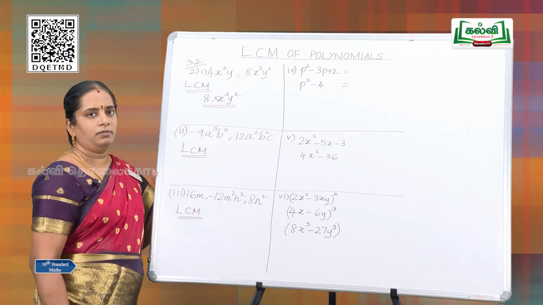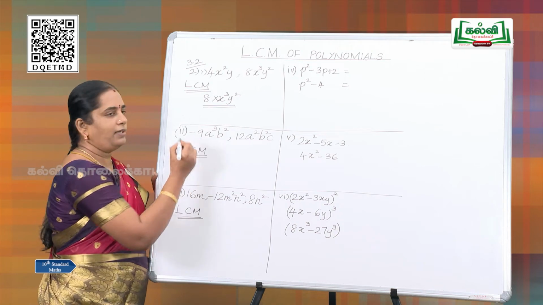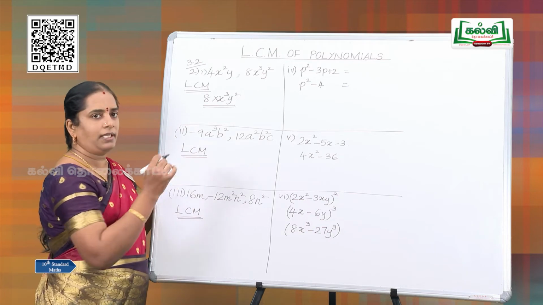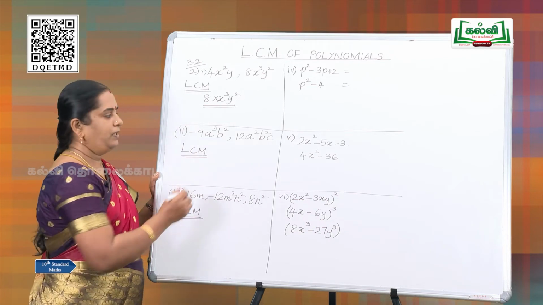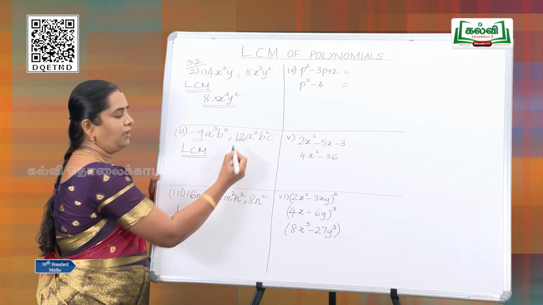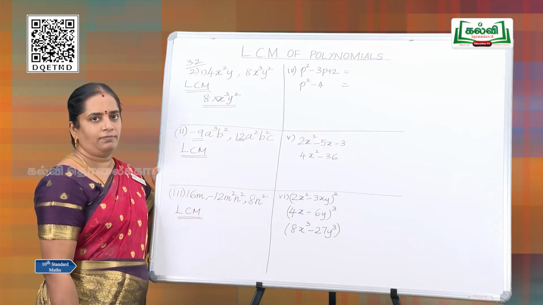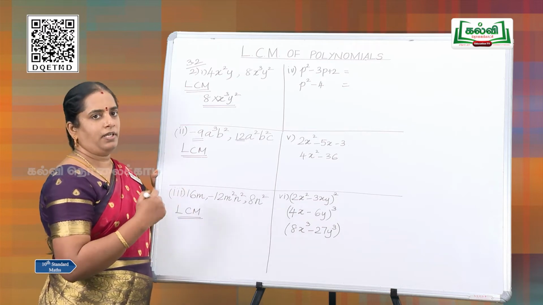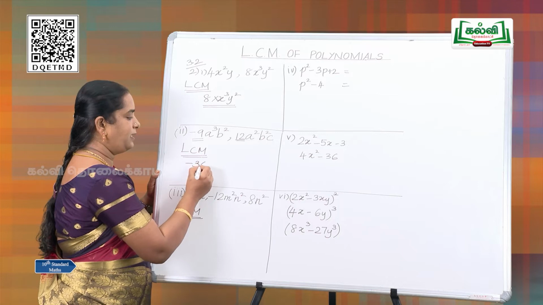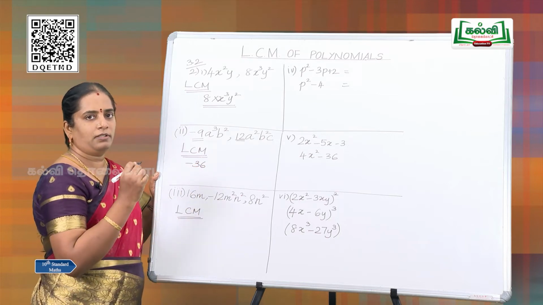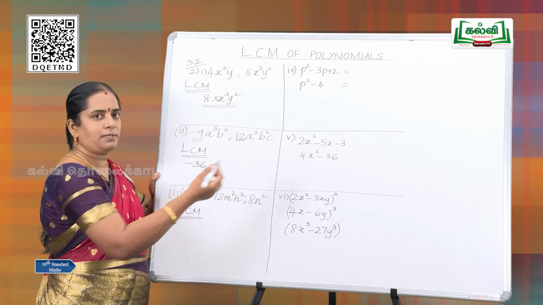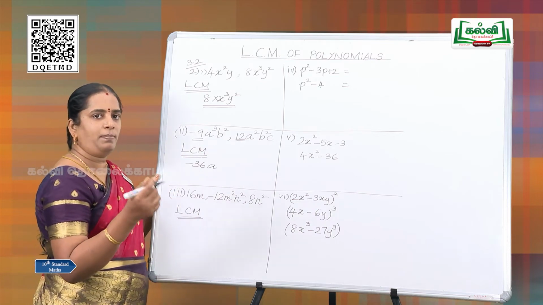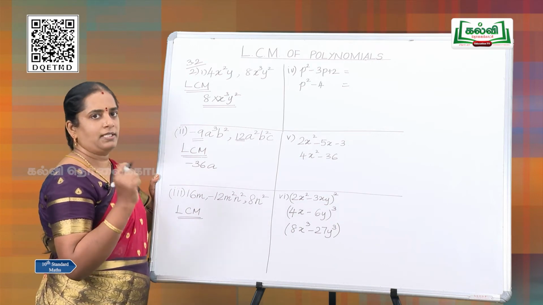And we move to the second one, where we have a negative symbol. If the symbol is negative in one of the expressions, we have to take the negative symbol in our LCM also. The numerical coefficients here are minus 9 and 12. The LCM of 9 and 12 is 36. Very good. So we take negative 36 for the numerical coefficients, and for the expressions we follow the same procedure of taking the highest power of the variables.